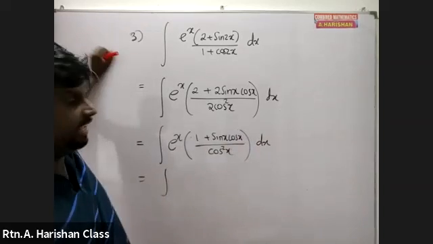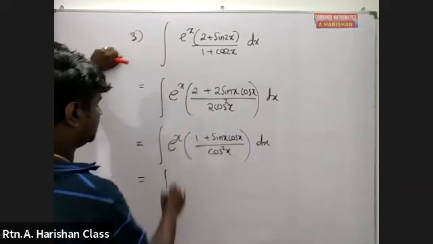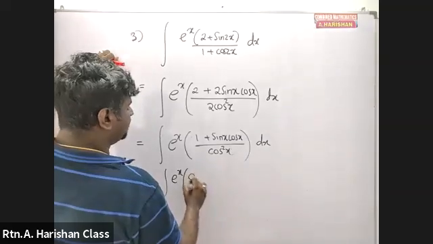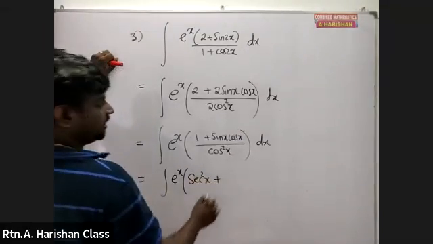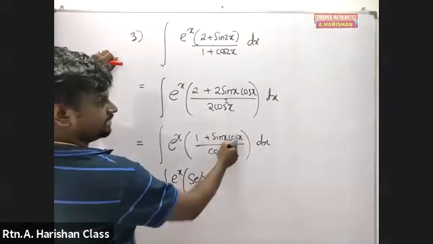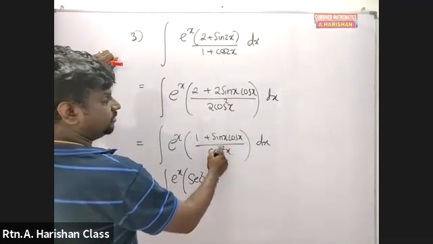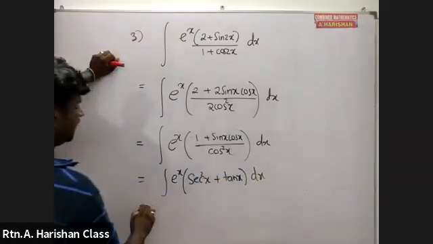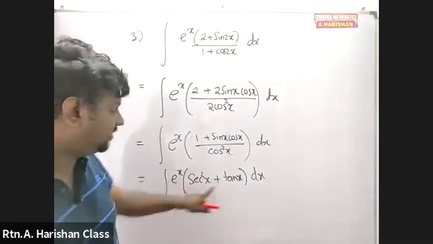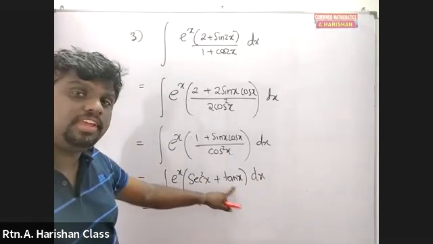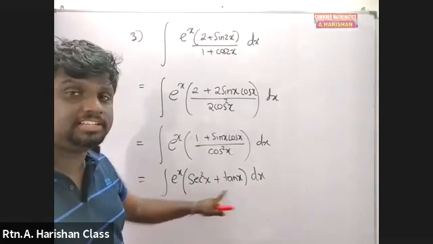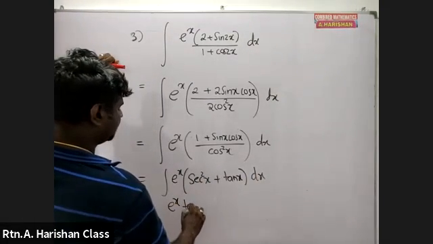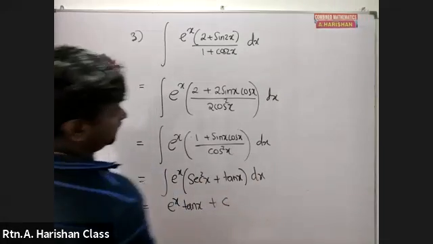So individually divide. e to the power x, if you divide 1 over cos square x, that is sec square x. If you divide sin x cos x by cos square x, then one cos x will be cancelled, so sin x over cos x. Finally, this is tan x, this is sec square x. So if it's f of x, this is f prime x, because if you differentiate tan x, you will get sec square x. So the answer will be e to the power x into tan x plus c.